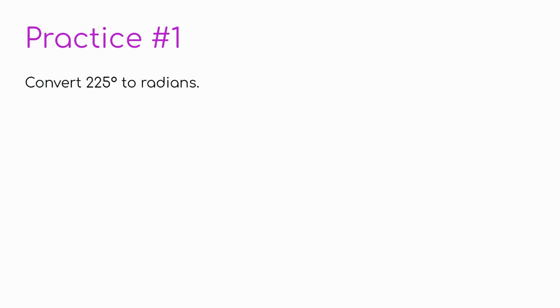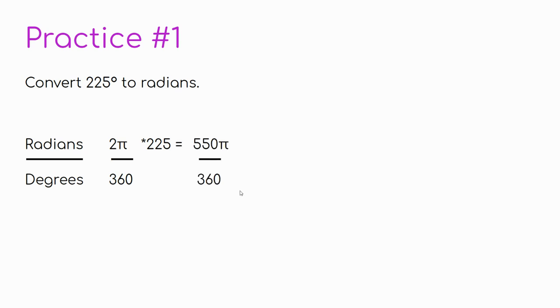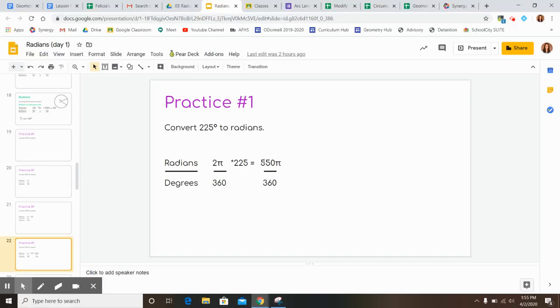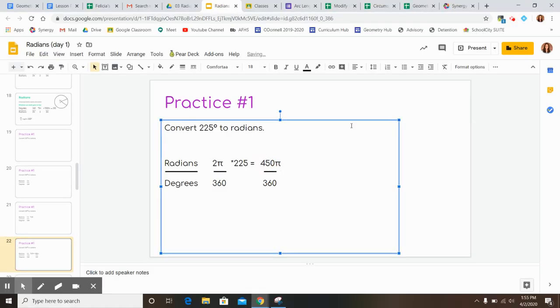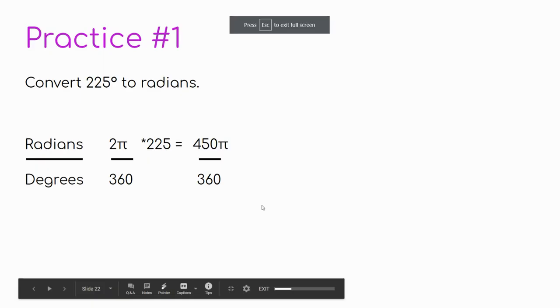So pause the video, see if you can do that. All right, step 1, what do you want? We want radians. Radians goes on top. Radians over degrees. 2 pi radians in a full circle, 360 degrees in a full circle. Multiply that by your angle, times 225. Multiply across. 2 pi times 225 is 550. No, it's not. It's 450.